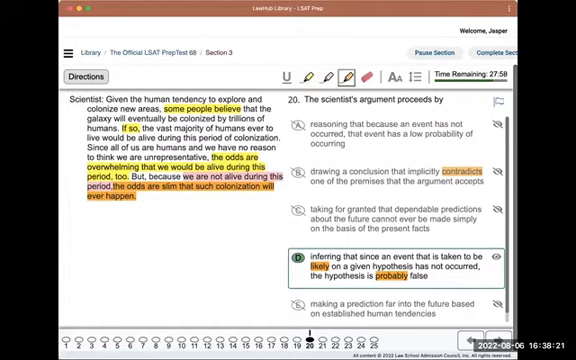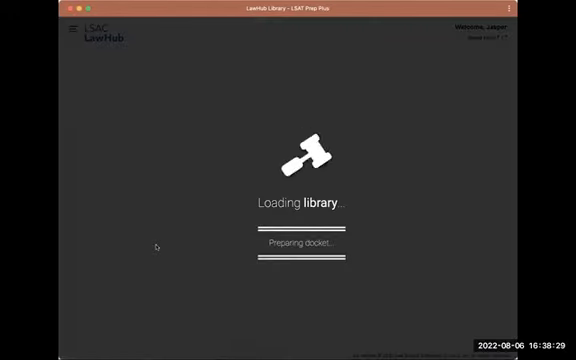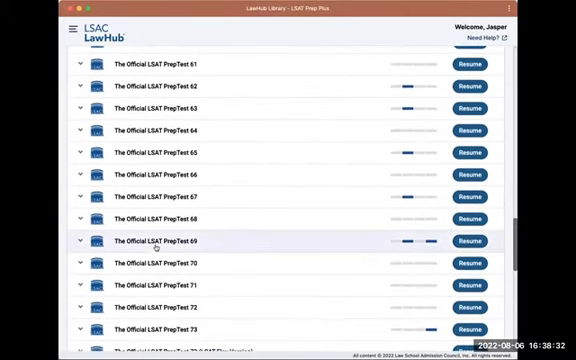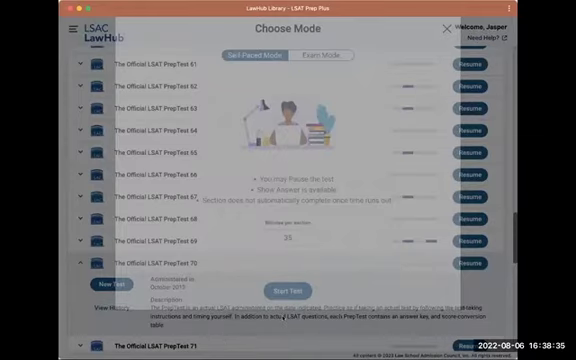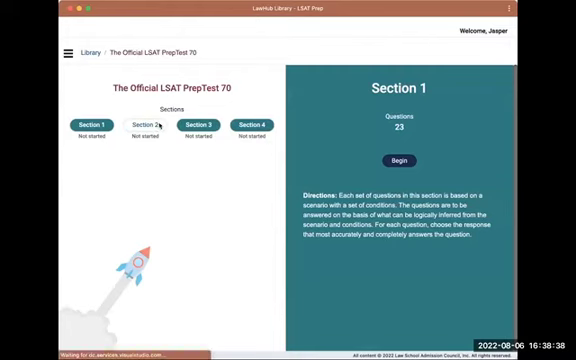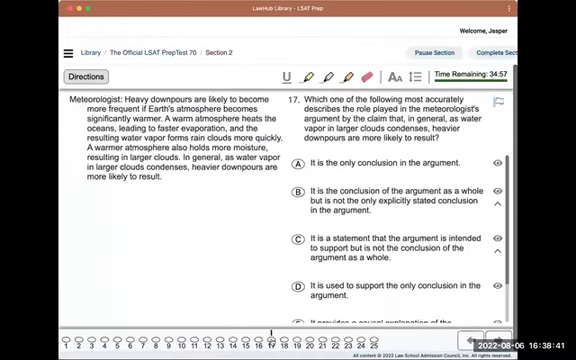Next one on my list is 70, section 2, question 17. All right, so we're looking again for the role played by a particular claim. Okay. So where does that occur in this sentence? It's actually the very last sentence in this paragraph. All right.